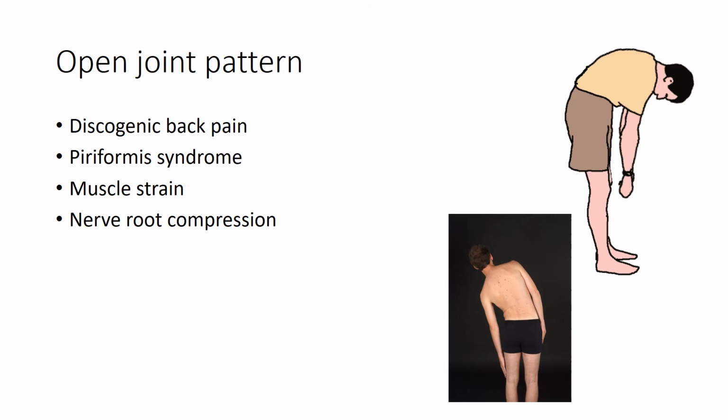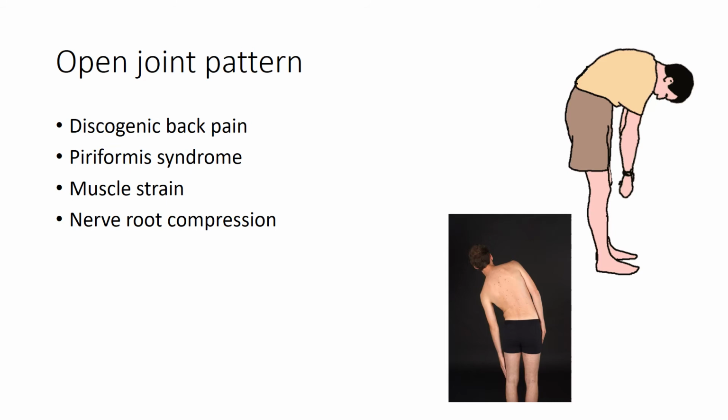Basic idea. Open joint patterns mean that the patient has pain in flexion, side flexion to the contralateral side, and rotation to the contralateral side. Okay, because in these three physiological movements, it seems that the intervertebral joints are opening. So we call it open joint patterns.